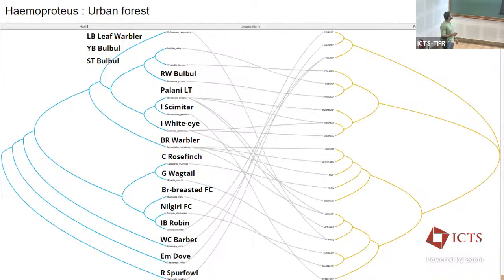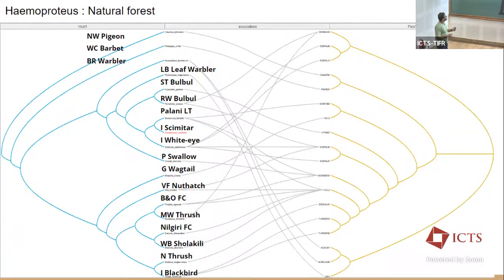Again, this is Hemoproteus in urban forests. A lot of one-to-one relations. Many of them are very one-to-one relations, not much of a divergence on both sides happening, except for some of these blyth's reed warbler, which is the migratory bird, which is actually getting infected by multiple but fairly closely related parasites, right?